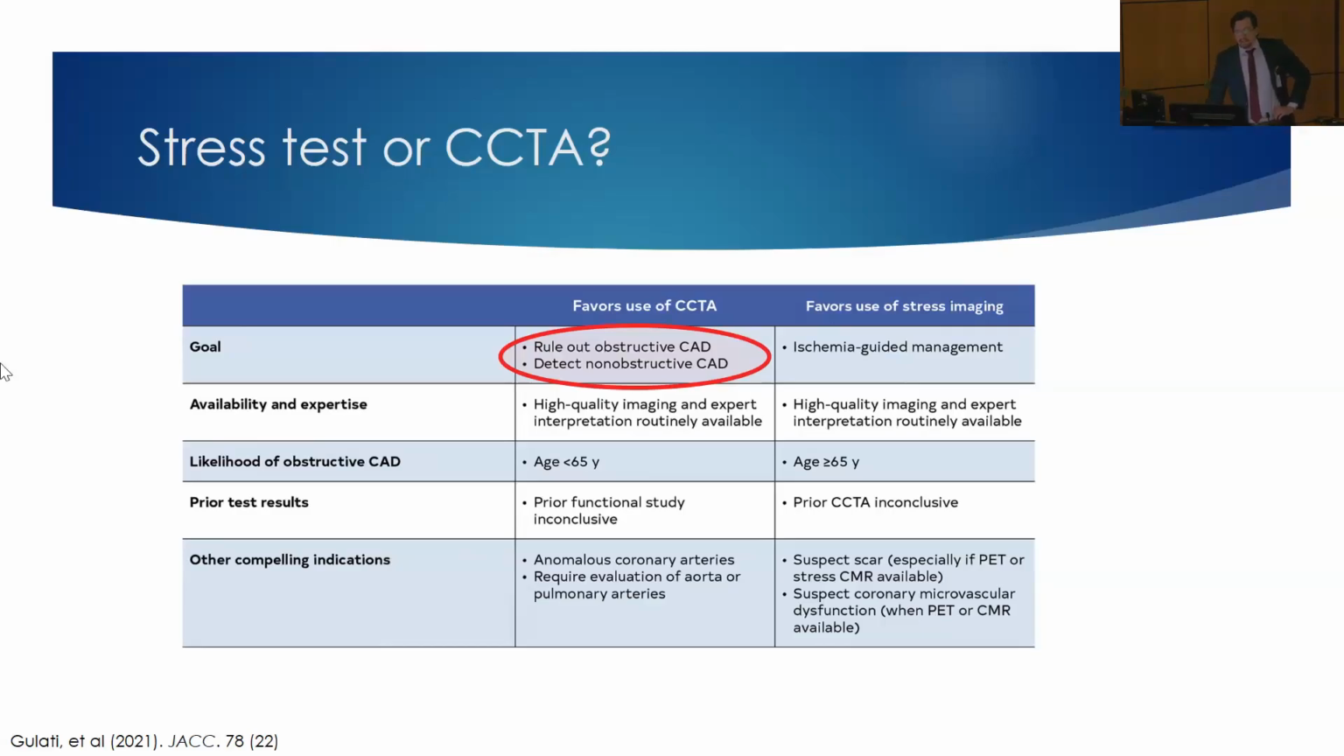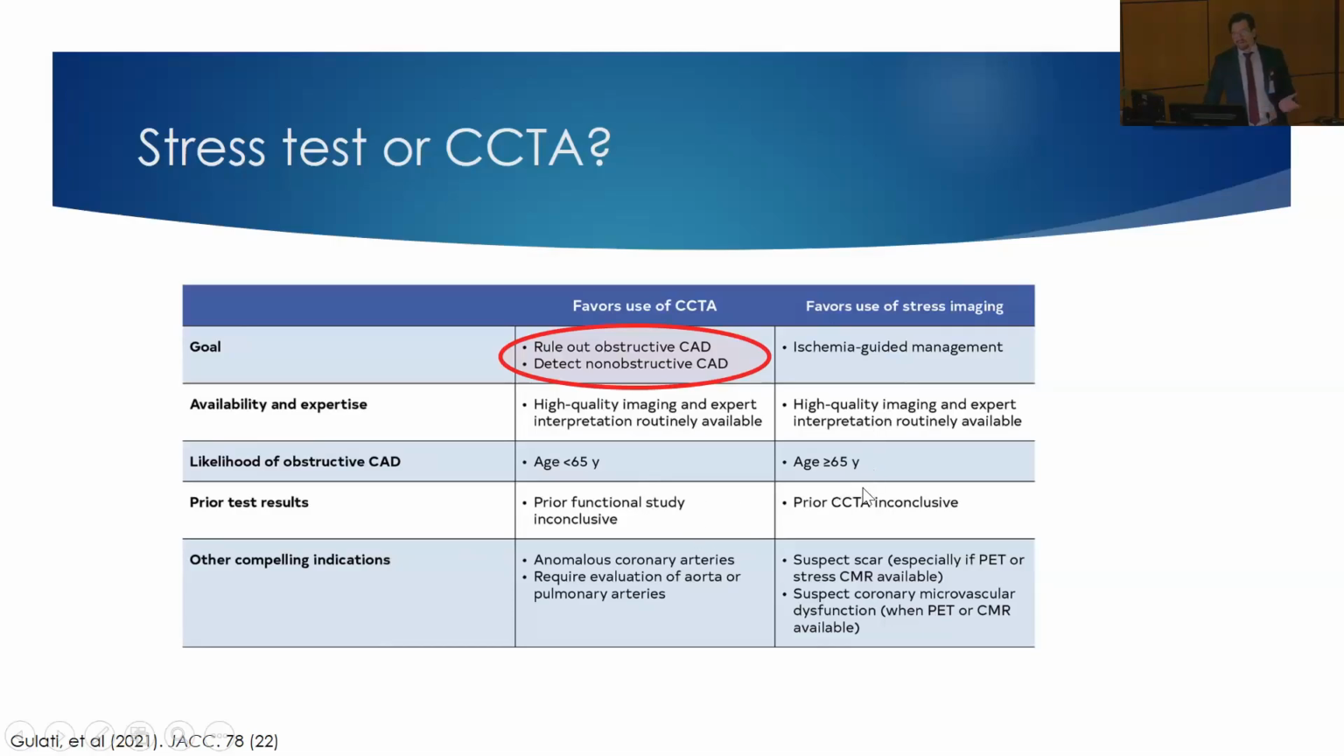And then the age cutoff too, 65 years old: younger than 65 favors the use of coronary CT, above 65 favors the use of stress testing. If the patient had an equivocal prior stress test or uncertain results or persistent symptoms despite a normal exam, doing a coronary CT is a great way to get a definitive look at things.